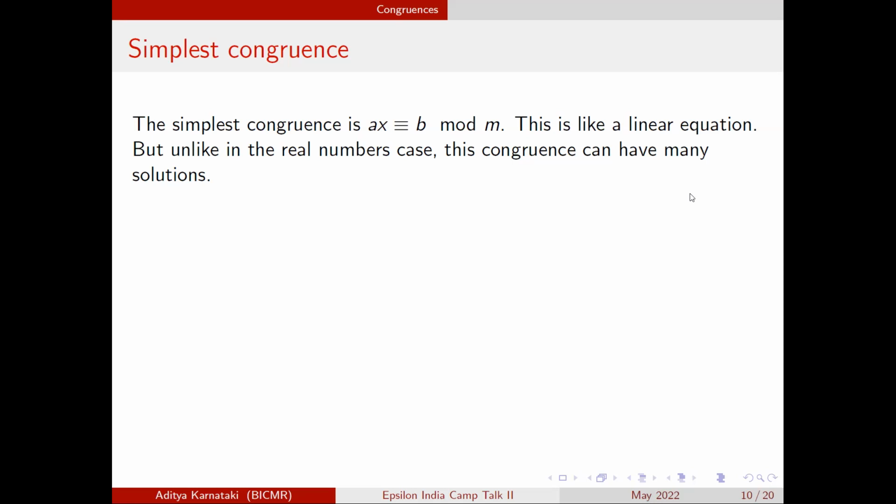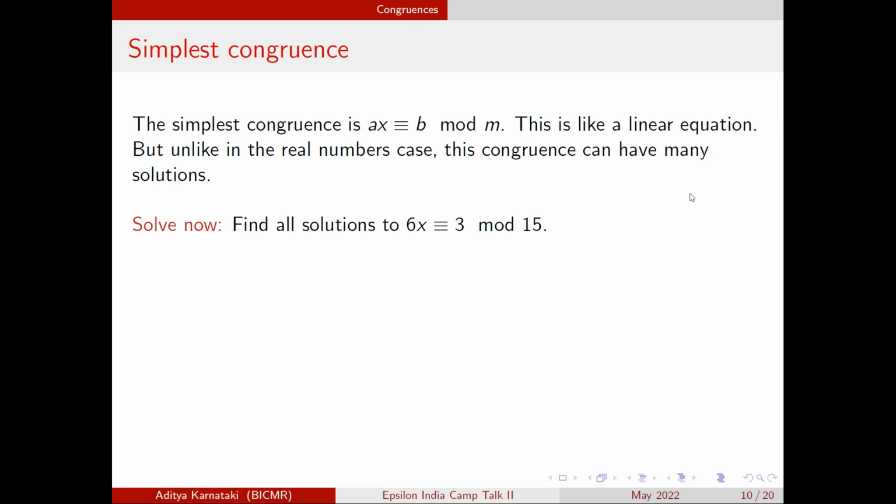But the first difference to note is that, unlike in the real numbers case, this congruence can have many solutions, not just one. If you want to say ax minus b is equal to 0 in real numbers, you say x is b divided by a. There's nothing else. But here, this kind of a thing is not true.